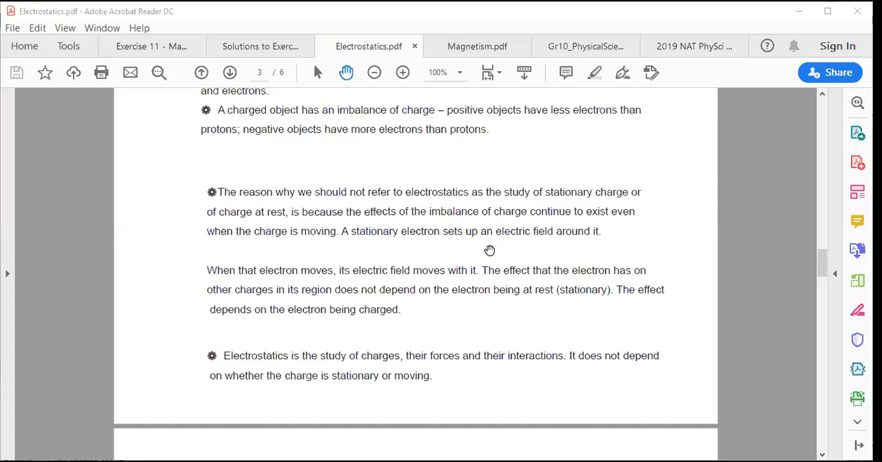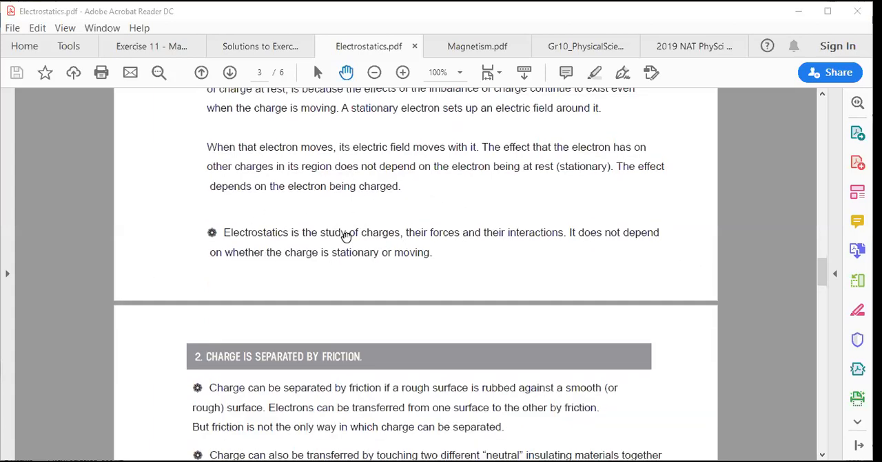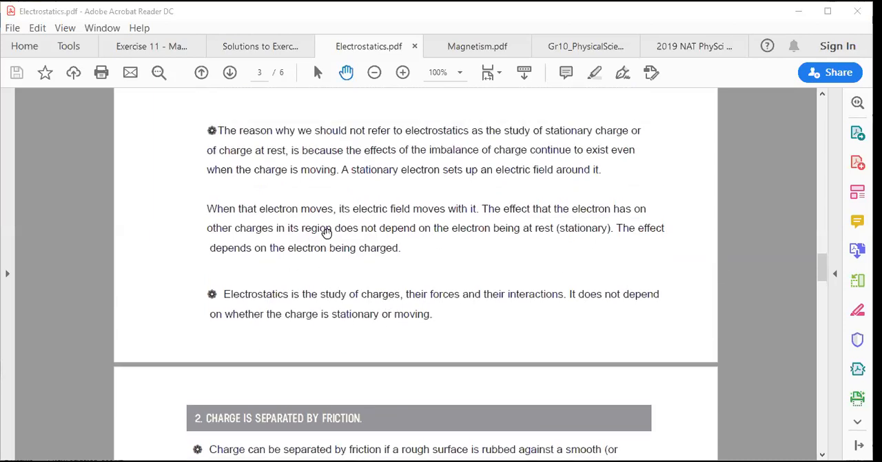A stationary electron sets up an electric field around it, right? When that electron moves, its electric field moves with it. The effect that the electron has on other charges in its region does not depend on the electron being at rest, right? So that's the counter argument about charges at rest; the effect depends on the electron being charged. Electrostatics is the study of charges, their forces, their interactions. So we're just explaining again the interaction of charges here.